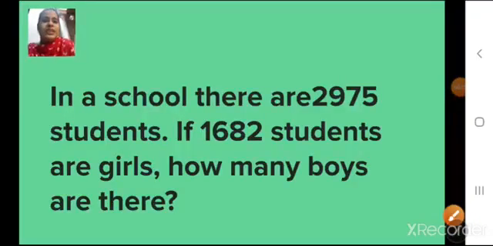Children, read this question with me. In a school, there are 2,975 students. If 1,682 students are girls, how many boys are there? Children, now the first step is to understand and gather the information that is given to us.